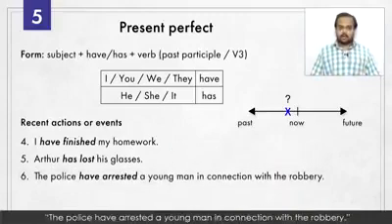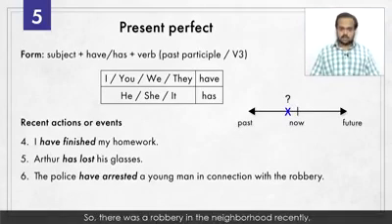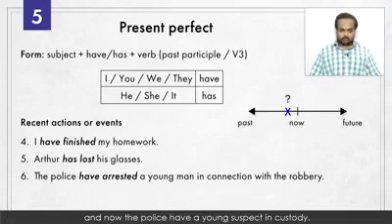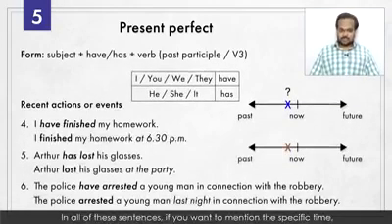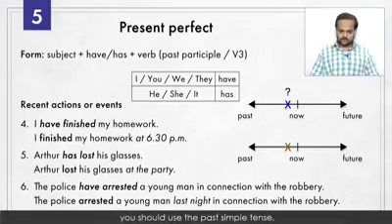One more example. The police have arrested a young man in connection with a robbery. So there was a robbery in the neighborhood recently, and now the police have a young suspect in custody. The exact time of the arrest is not important. In all of these sentences, if you want to mention the specific time, you should use the past simple tense.